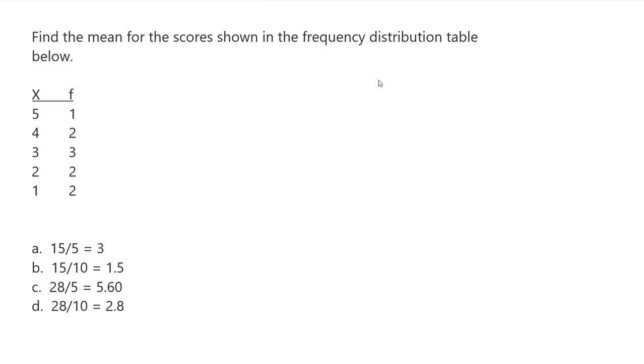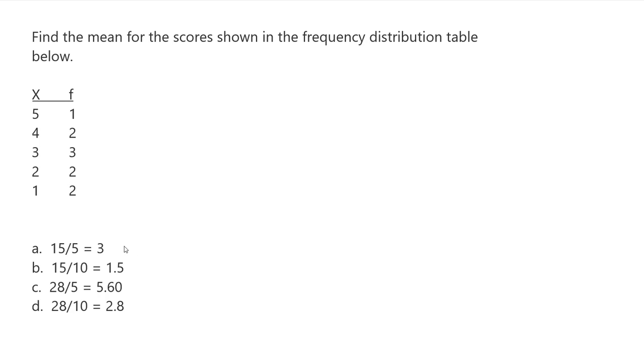Find the mean for the scores shown in the frequency distribution table below. Okay, so this table tells us that we have 1, that's the frequency of the score 5. So we have 1 5, we have 2 4s, we have 3 3s, we have 2 2s, and 2 1s.